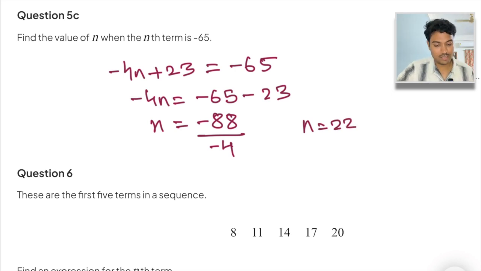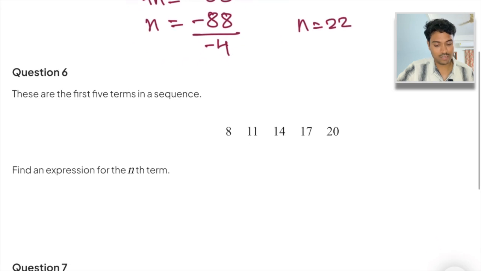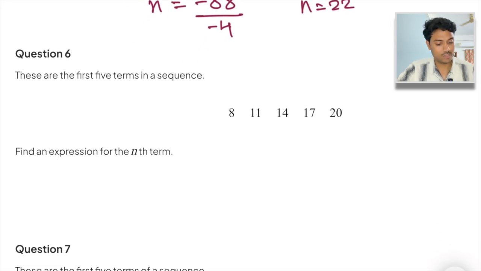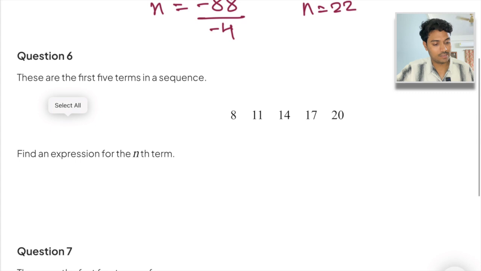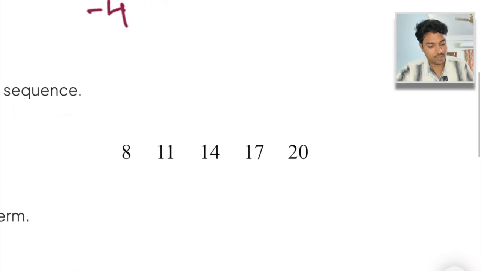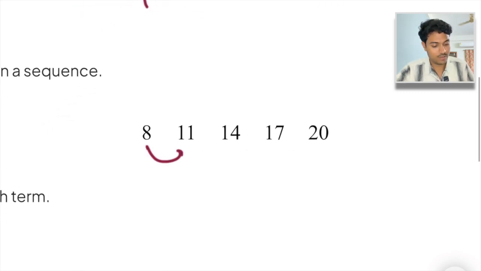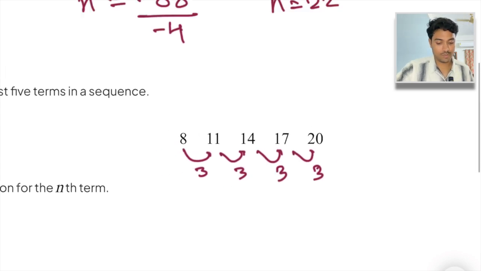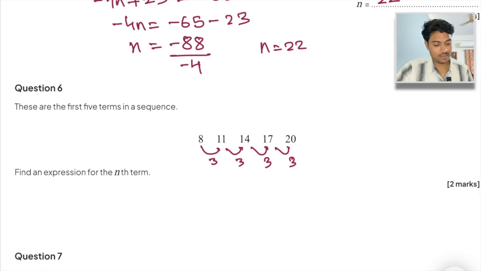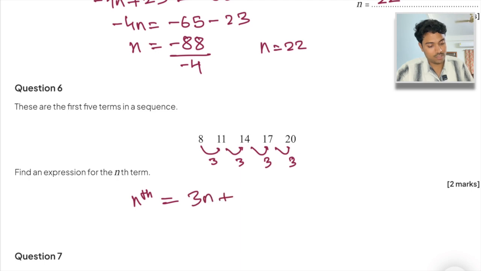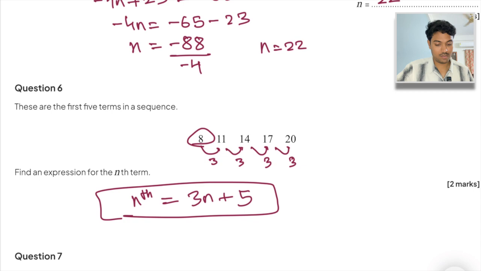Question number 6, it says these are the first 5 terms in the sequence. Find an expression for the nth term. So again, it's an increasing sequence, increasing by 3, 3, 3, 3. They're telling us to find an expression for the nth term. So the nth term is going to be 3n plus a number such that you get 8. So 3n plus 5. So that's the answer.